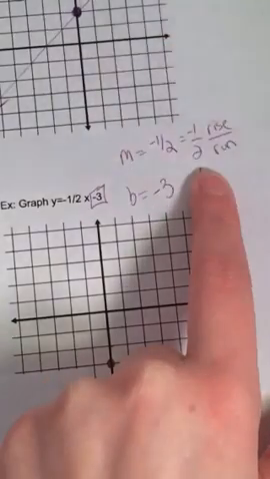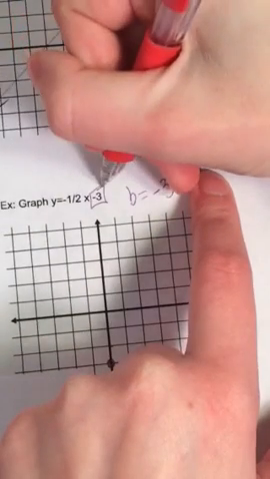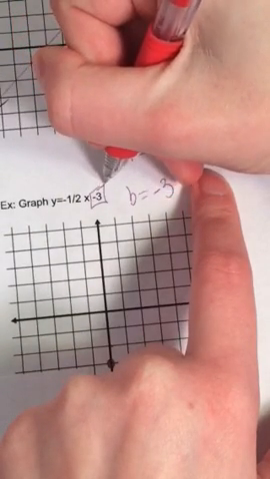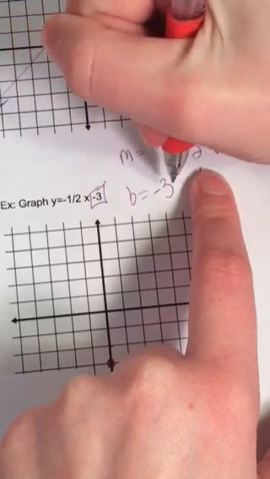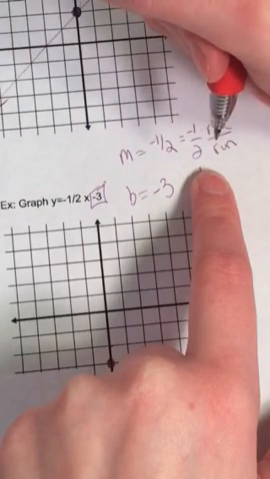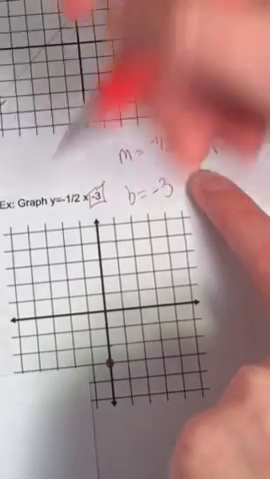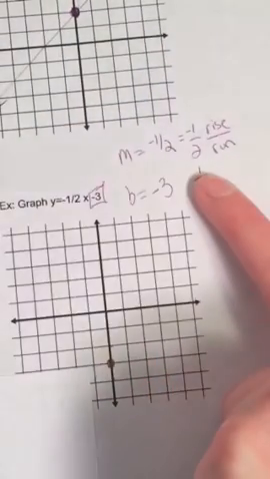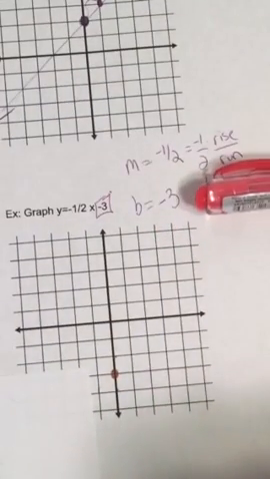My y-intercept is -3 because it's subtract 3. So I have to take that sign with me, okay? That's why b is -3, and that makes a difference. So step 1, I'm going to graph -3. Okay? So I did that.